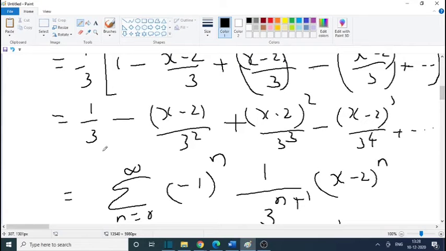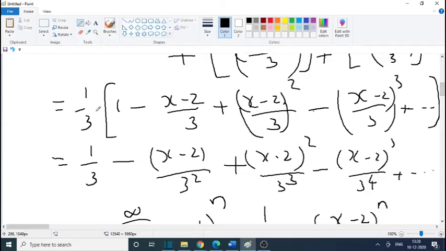Which now we can multiply the terms inside. So we can take the negative of that, 1 by 3 into here, plus minus is changed to minus. 1 minus (x minus 2) by 3 plus ((x minus 2) by 3) all squared minus ((x minus 2) by 3) all cubed plus etc.